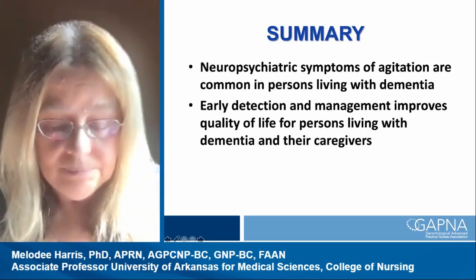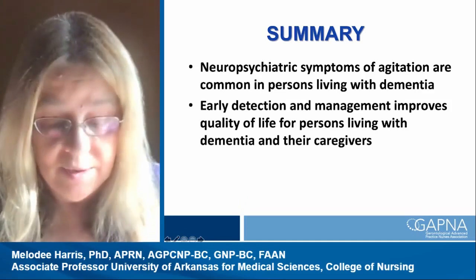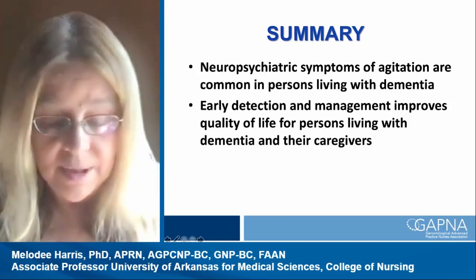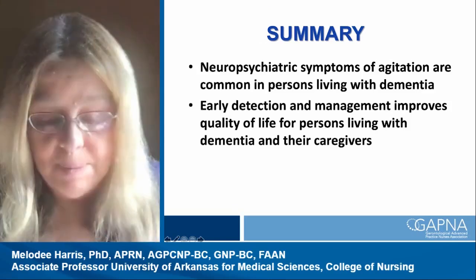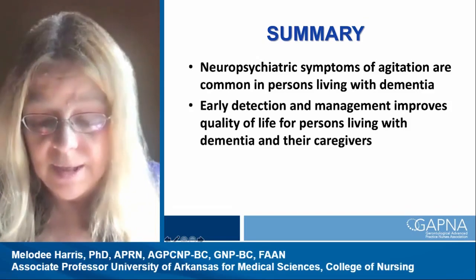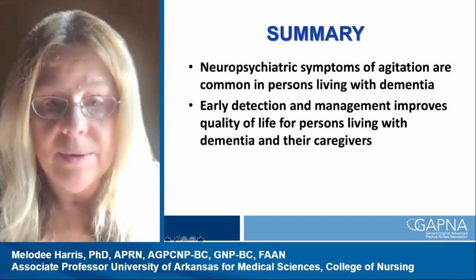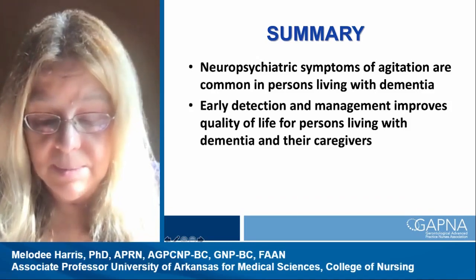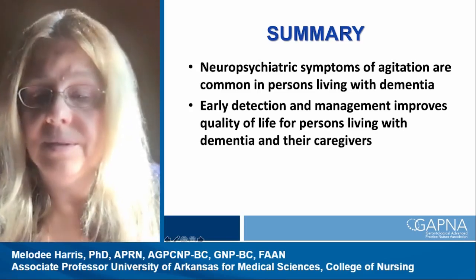In summary, neuropsychiatric symptoms of agitation are common in persons living with dementia. Symptoms of agitation present atypically, especially when persons living with dementia may not verbally express emotional distress. There are many overlapping symptoms of chronic illness and dementia that may overshadow neuropsychiatric symptoms. Early detection, treatment, and management of neuropsychiatric symptoms improves quality of life for both persons living with dementia and caregivers.